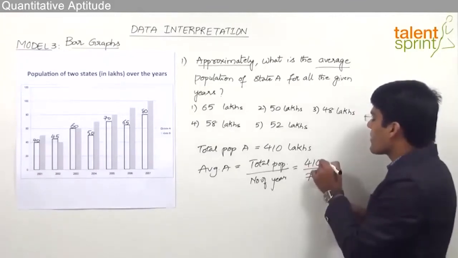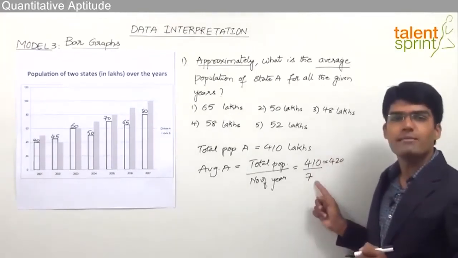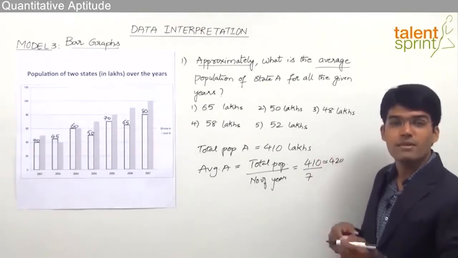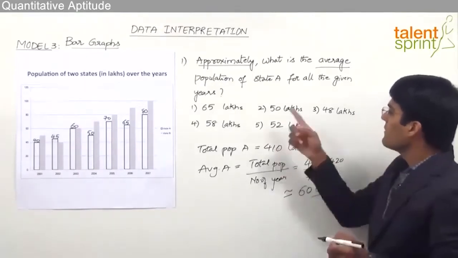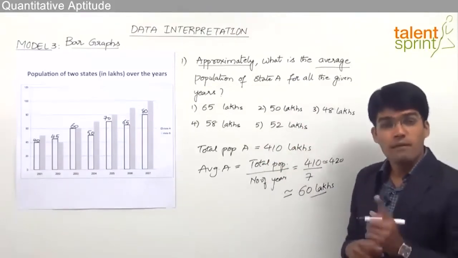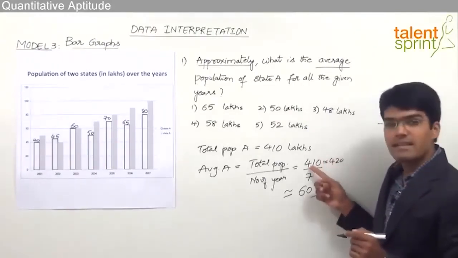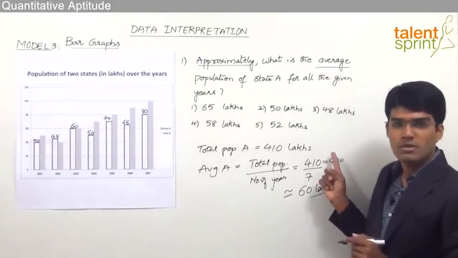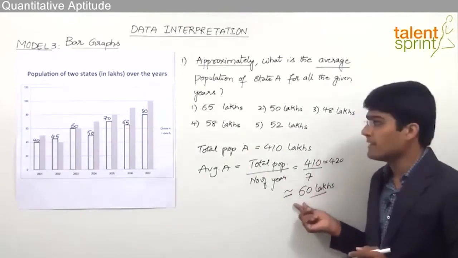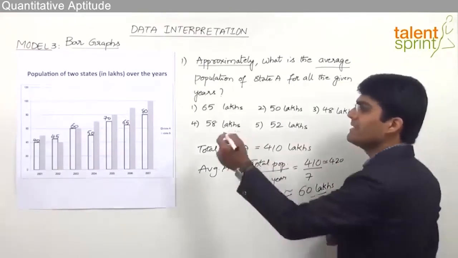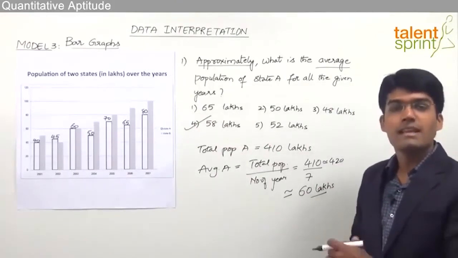Now 410 can be approximately taken as 420. So 410 by 7 is almost equivalent to 420 by 7. We know that 420 by 7 is equal to 60. So we can say the approximate answer here will be equal to 60 lakhs. But out of the given options, no option is exactly 60 lakhs. We also understand that the actual answer should be less than 60 lakhs. Why? Because actual numerator is less. Approximately we have taken just 420. Actual numerator is less. When the actual numerator is less, actual value will also be less. So it should be slightly less than 60. And out of the given options, the one which is slightly less than 60 here is option 4, 58 lakhs. So we can say that the approximate average population of state A is equal to 58 lakhs.